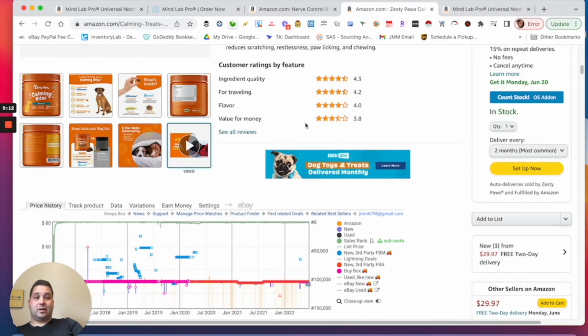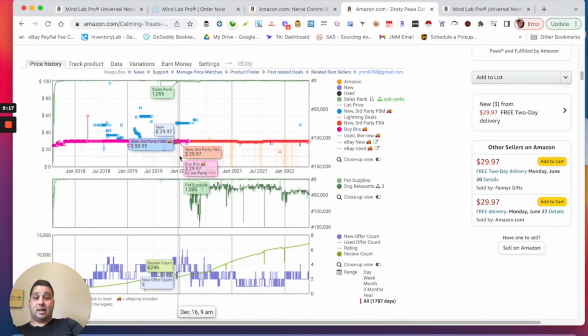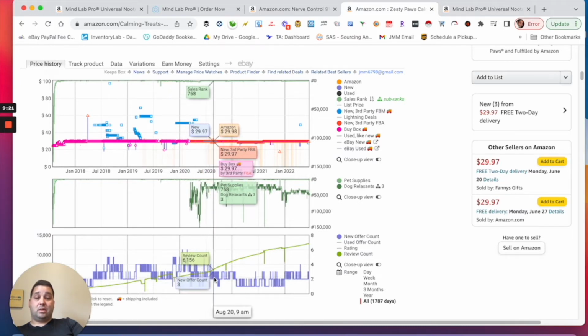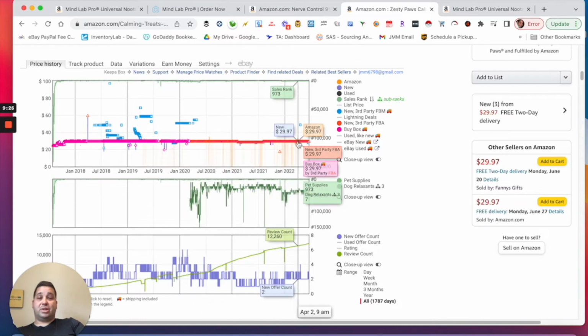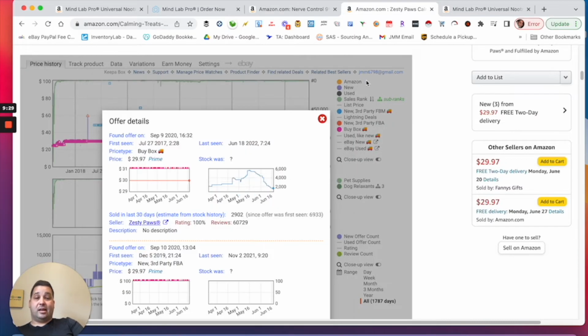These sell a ton. Again, this one is a situation where there's only 2 to 3 to 4 offers on it. The line is super straight. And Zesty Paws is the seller on this.